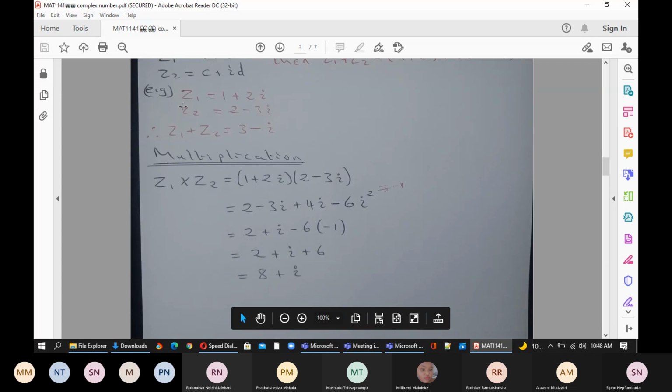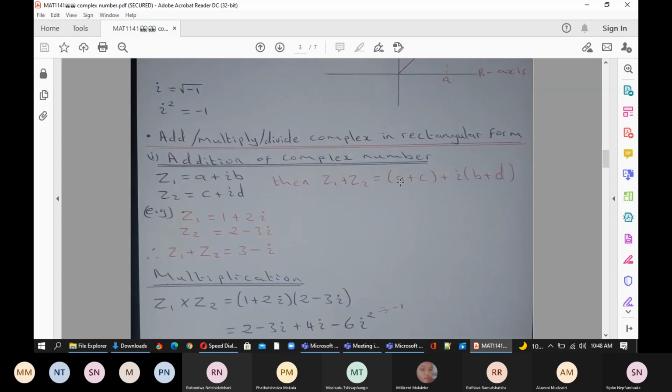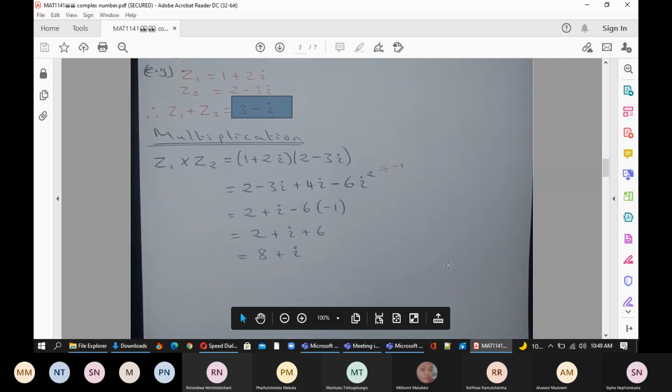When we're adding those two complex numbers, we say imaginary by imaginary, and real by real, which is 3. When they say A, they say 1. When they say C, they say 2. Then plus I open bracket. When they say B, they say 2. When they say D, they say minus 3. Therefore, you arrive at this one. Did you see that? Okay, so now, let's go to multiplication.